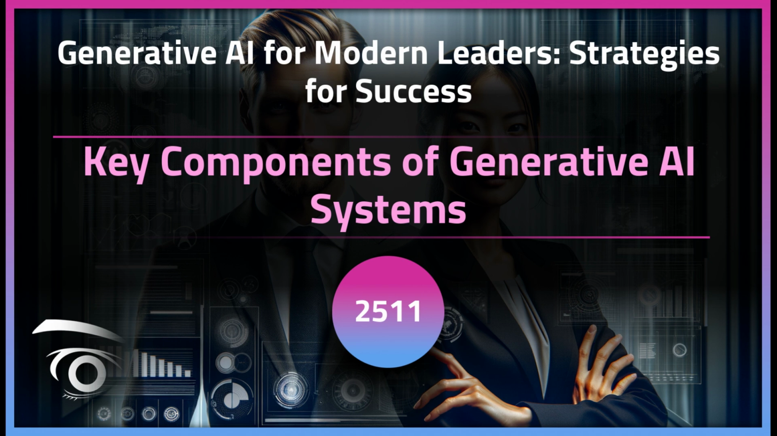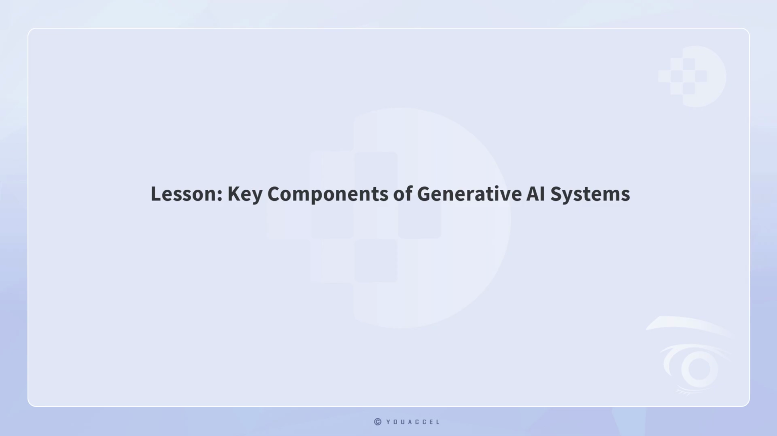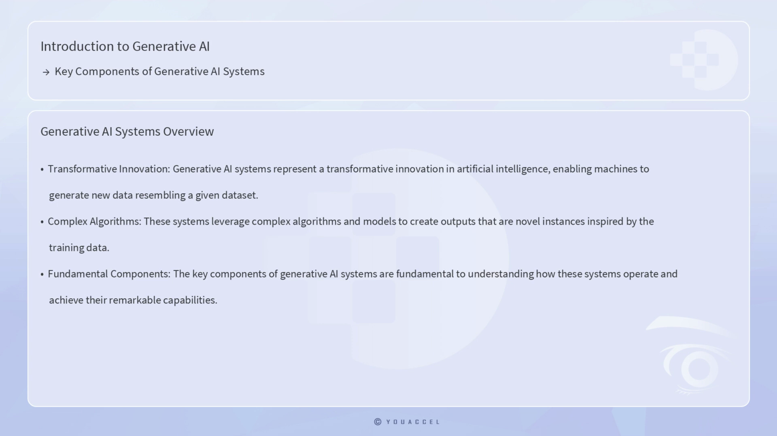Let's proceed with the lesson. Lesson: Key components of generative AI systems. Generative AI systems represent a transformative innovation in the field of artificial intelligence, enabling machines to generate new data, such as text, images, music, and more, that resembles a given dataset. These systems leverage complex algorithms and models to create outputs that are not mere replicas, but rather novel instances inspired by the training data. The key components of generative AI systems are fundamental to understanding how these systems operate and achieve their remarkable capabilities. This lesson will delve into these components, providing a detailed examination of their roles and significance.